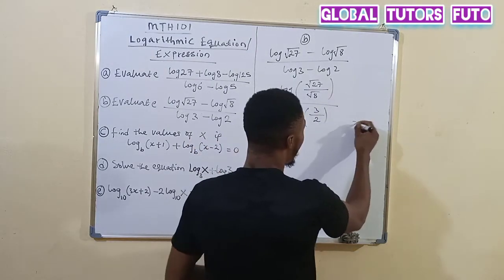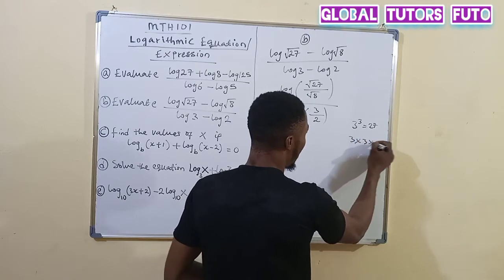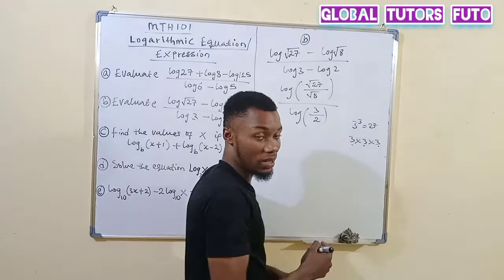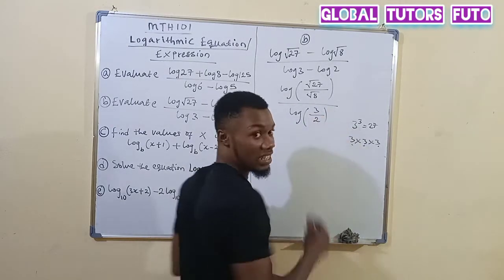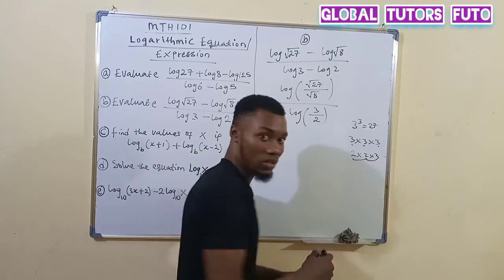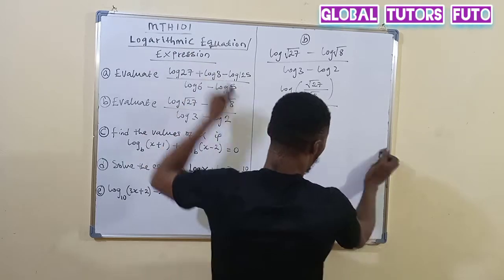So you know that 3 raised to power 3 will give us 27, because 3 times 3 times 3. 3 times 3 is 9, 3 times 9 is 27. That is 3 into 3 pieces. How many 2s are in 8? 3. 2 times 2 times 2: 2 times 2 is 4, 4 times 2 is 8. So 2 raised to power 3 will give us 8. Exactly the same way we did for this.